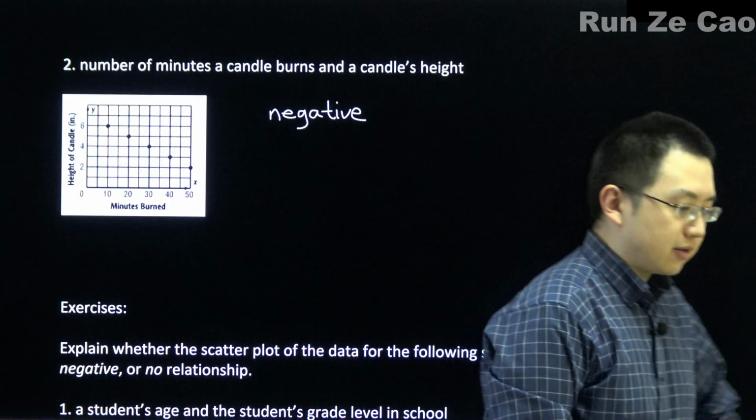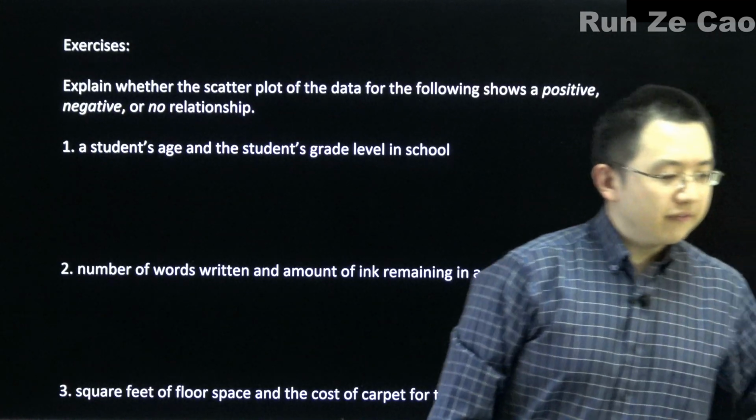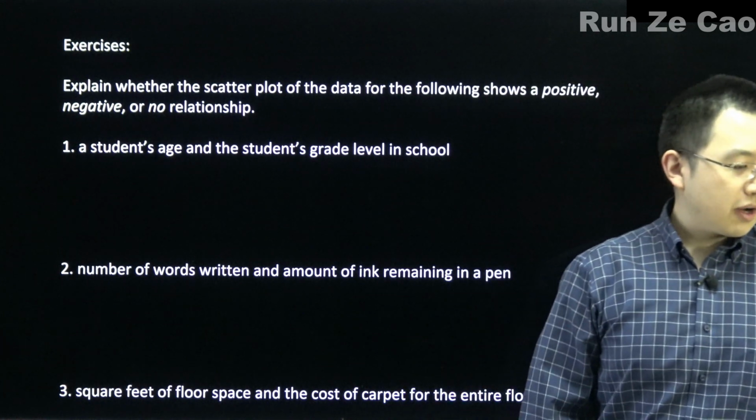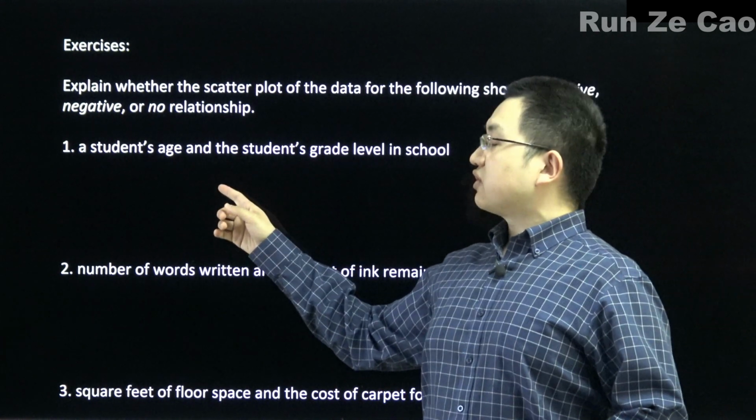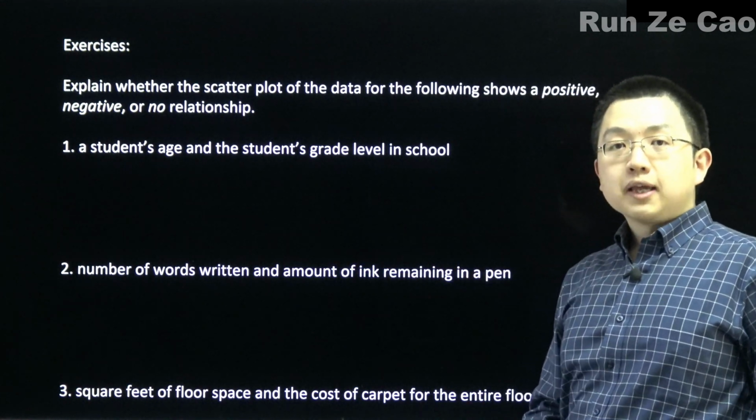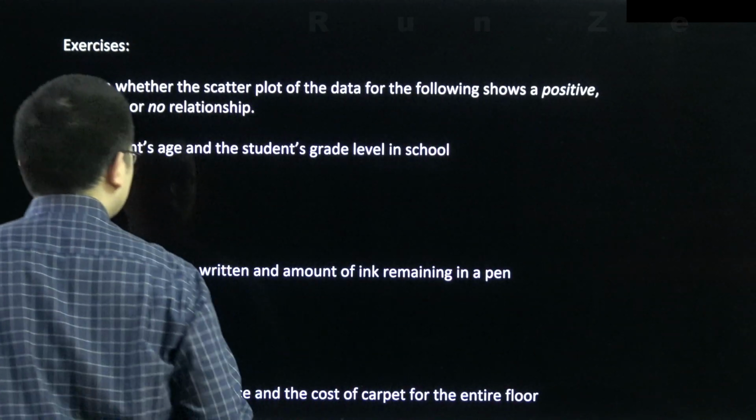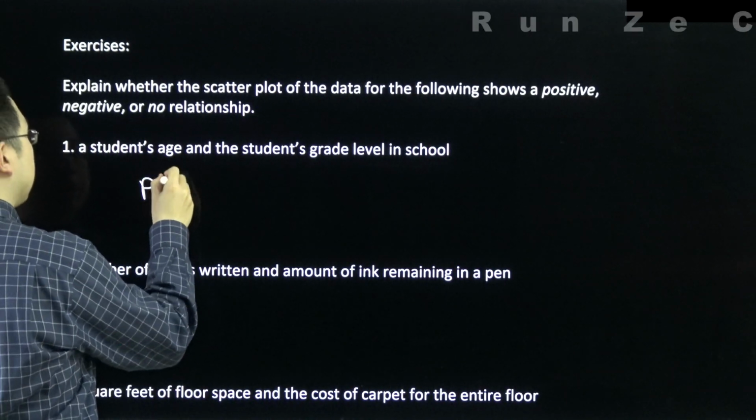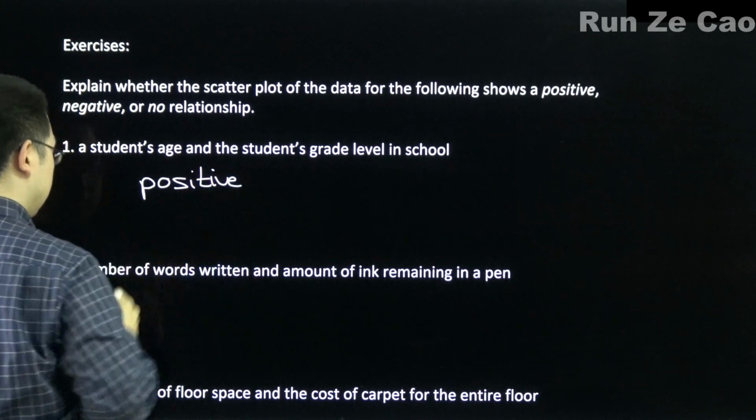Let's look at some exercises. Explain whether the scatter plot of the data for the following will show a positive, negative, or no relationship. A student's age versus a student's grade level in school. Generally speaking, older students are in higher grade levels. So this is going to show a positive relationship.